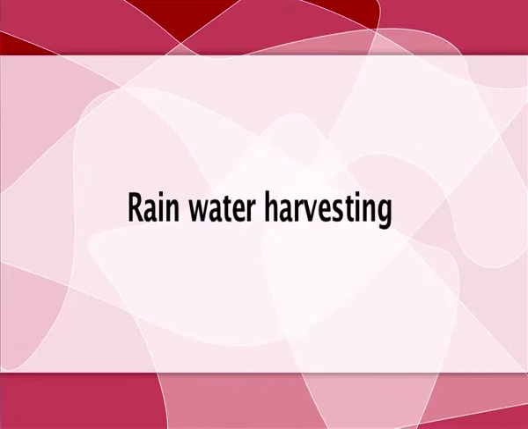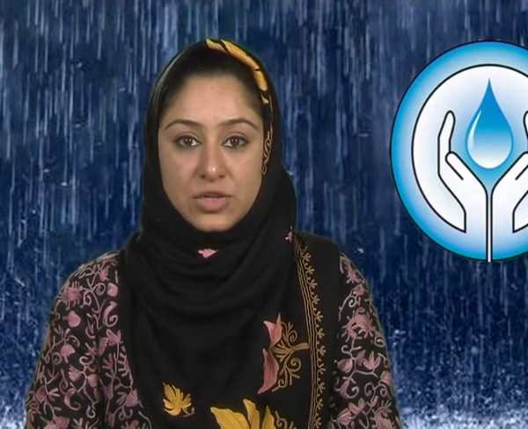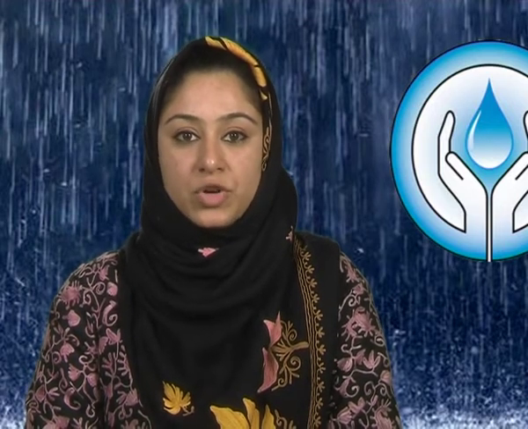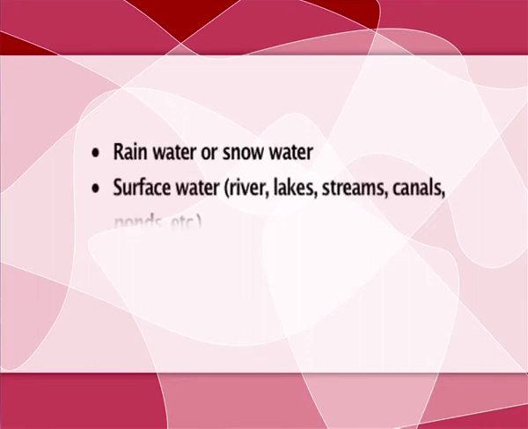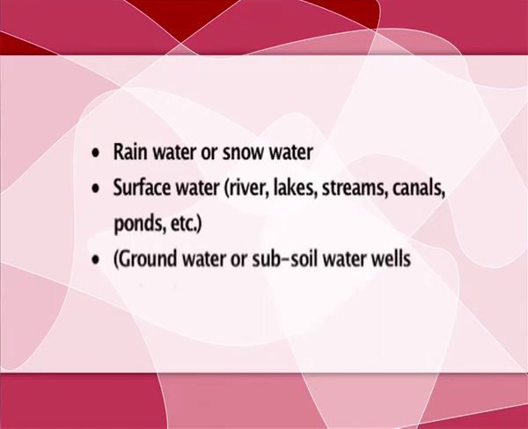Now, rainwater harvesting. There are three important natural sources of water besides abundantly available seawater. The seawater, being saline, cannot be used as such either for industries or for domestic consumption. They are rainwater or snow water, surface water, that is river, lakes, stream, canals, ponds, etc., and groundwater or subsoil water, wells and springs.